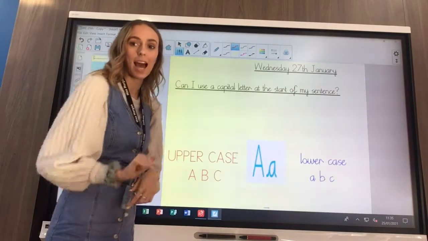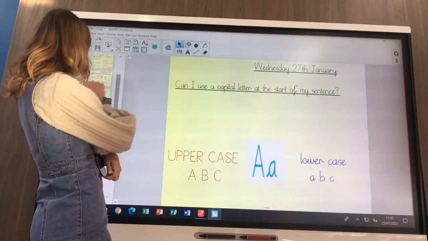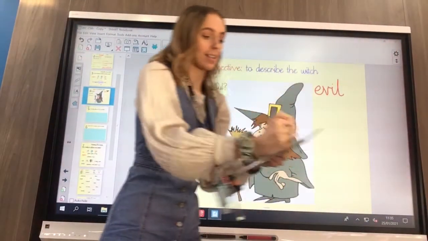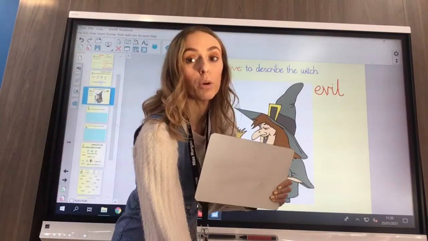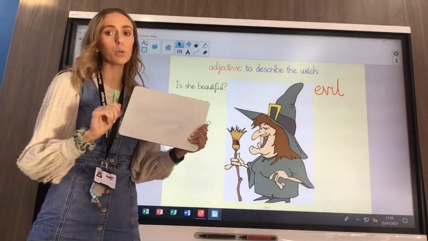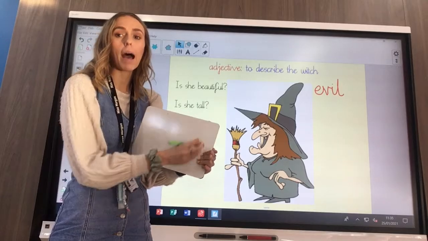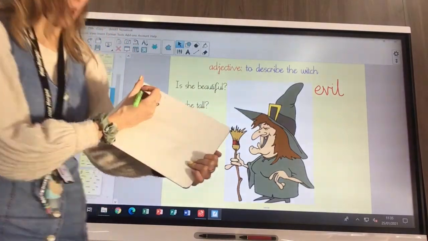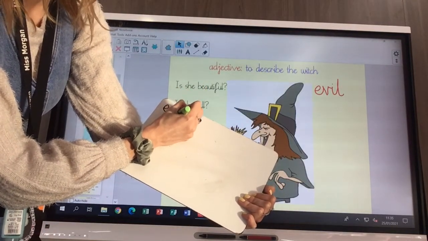Okay, so your task now, whoops, Miss Morgan's messing up a board like she does in school. Your task now is to get your whiteboard and your pen. Don't worry if you haven't got them now, you can go and get them in a moment. And in a moment, you will pause this video and have a go at writing some adjectives to describe my witch here. So I've wrote evil.